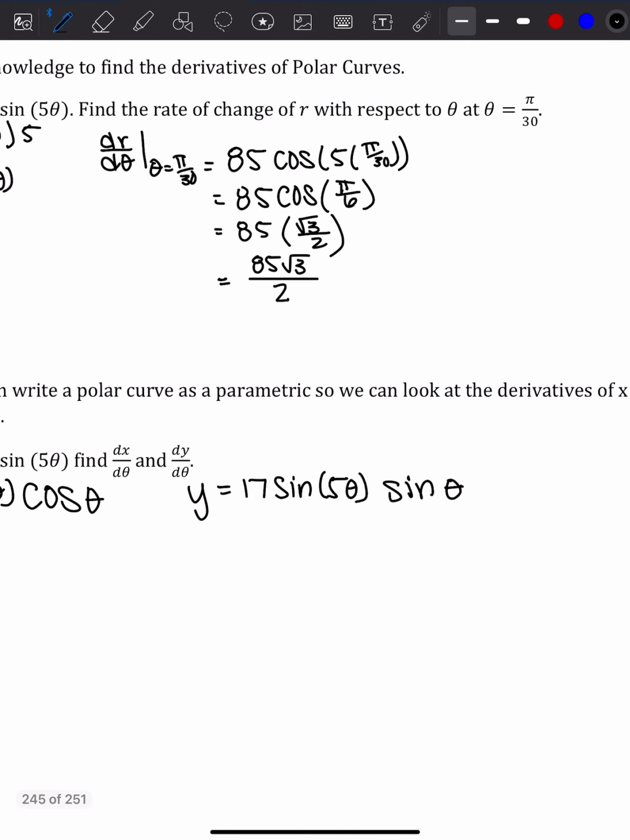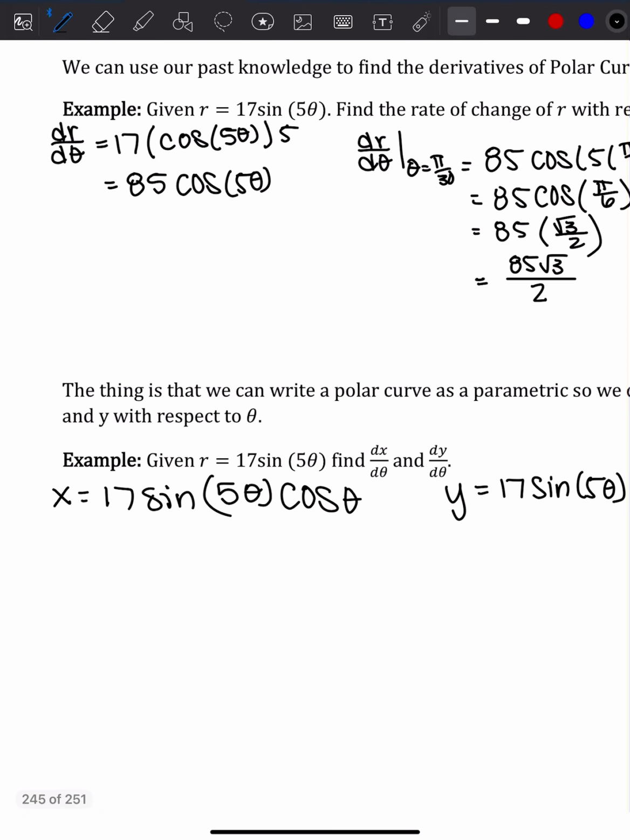So I need to take the derivative of each one of these with respect to theta. So dx over d theta. One thing that I need to be careful with is that we're going to be using product rule here because we have sine of 5 theta times cosine. So I have the multiplication of things with variables. So the first part, 17 sine of 5 theta, is the first part of our derivative, u prime times v.